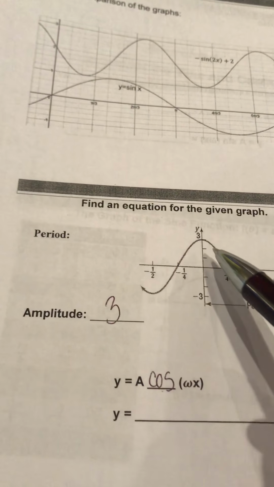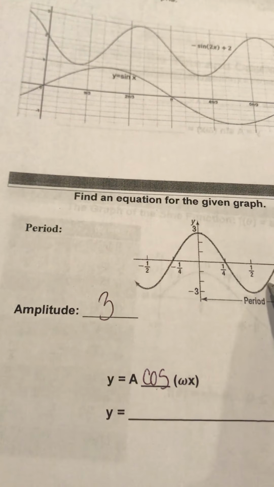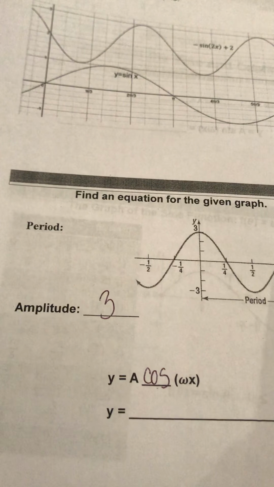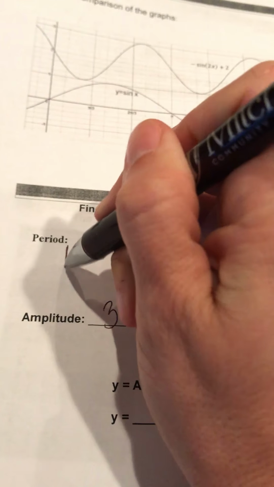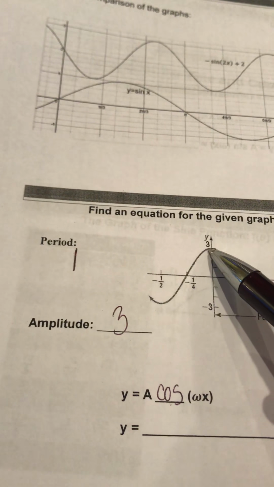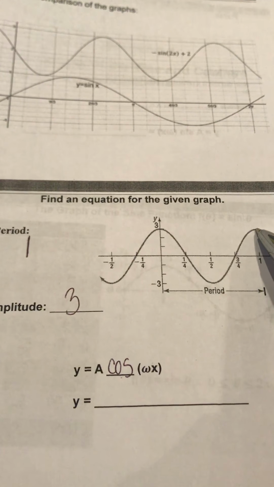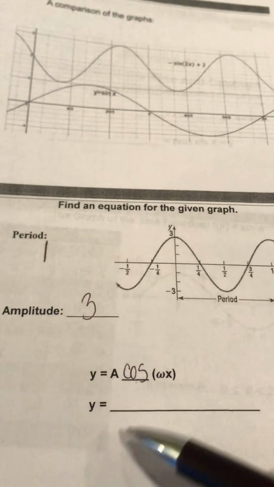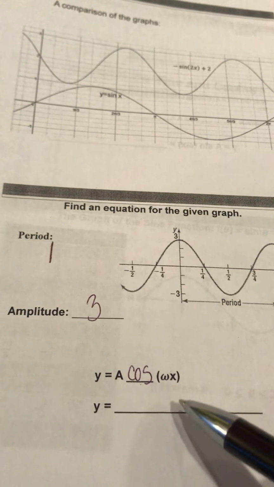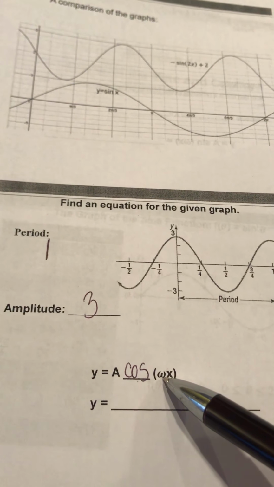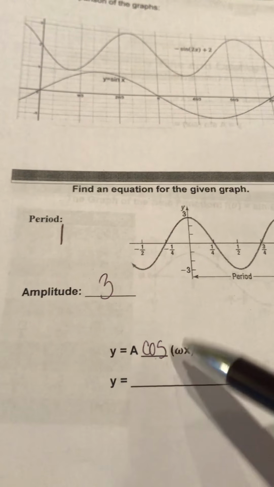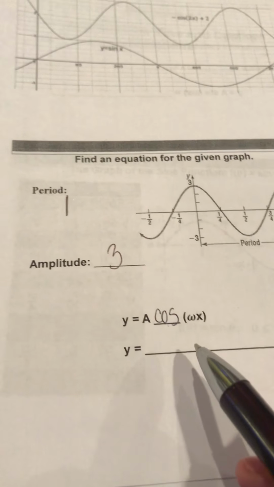All right, our period, here's our mountain. We get back to that mountain in 1 unit. So our period is 1 because it takes 1 unit to get to there. And that is not the same thing as pi, that's 1. So to find our equation, we want to look to see what that w is. We're actually going to do a little bit of solving here. This is one of the harder things left in this lesson.